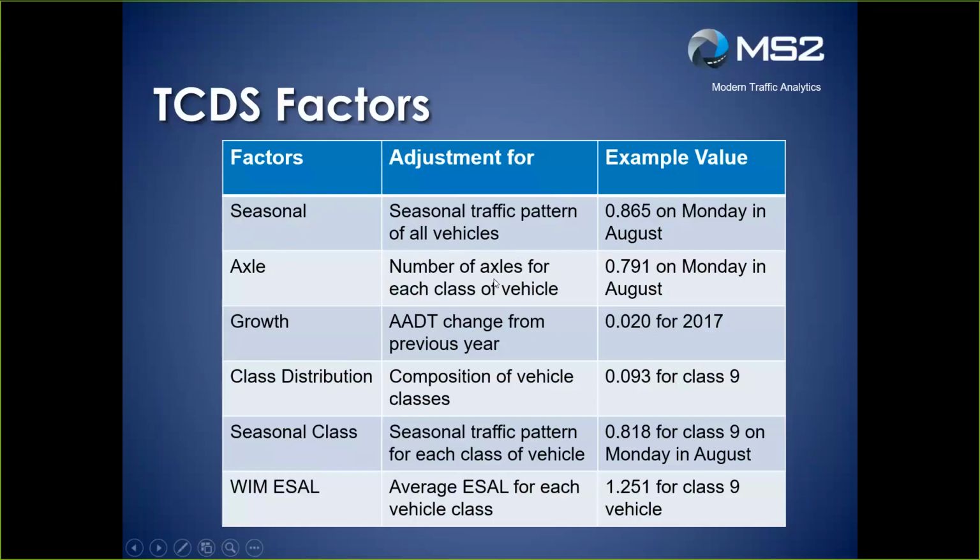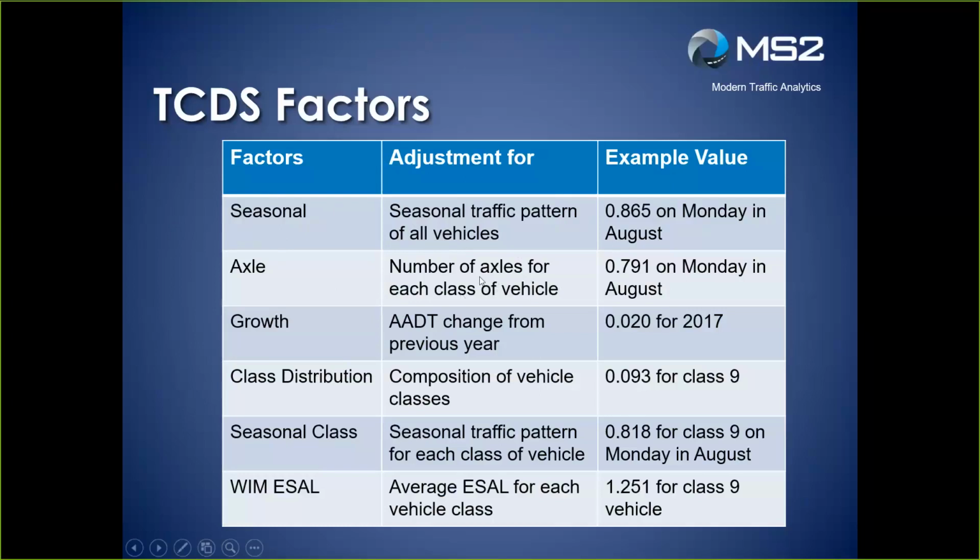And then we also have an axial factor. It really deals with the number of axles for each type of vehicle. For example, a passenger car has 2 axles, and a Class 9 vehicle has 5 axles. So if you go from one location to another, you have a different mixture of types of vehicles. That's what the axial factor is about.